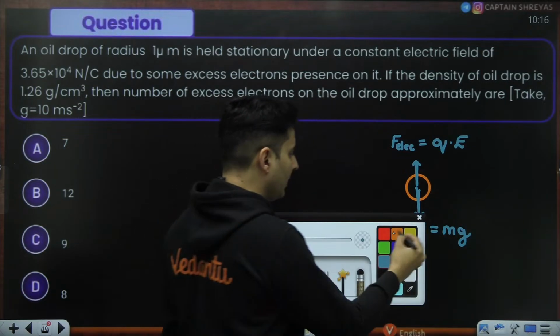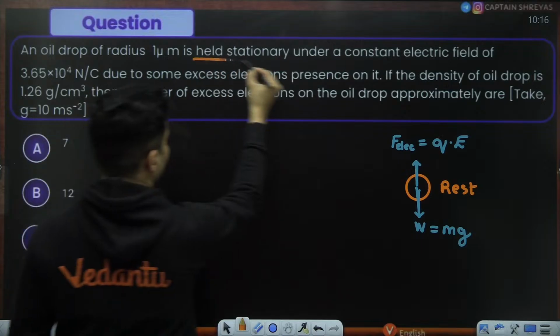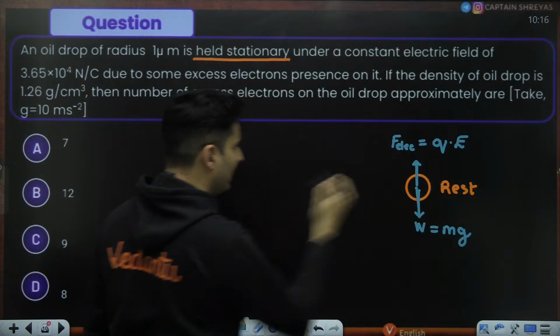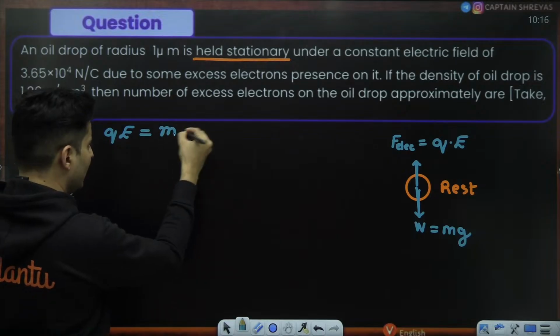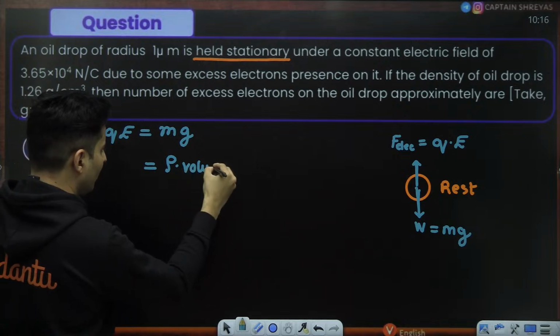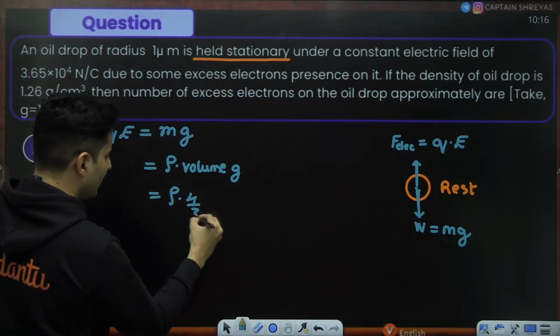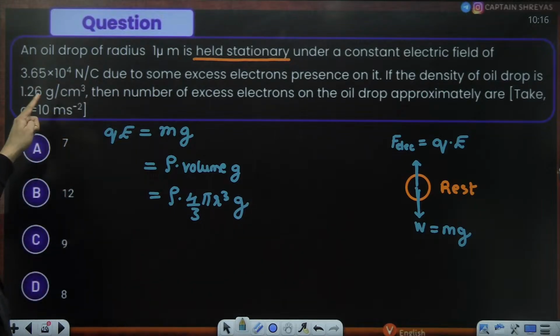Now, because this particular drop is at rest as given in the question, it is held stationary under the action of two forces. These two forces should balance each other. So the charge multiplied by the field will be mass multiplied by g. But mass is not given, mass is density multiplied by volume. So that is going to be equal to the weight, and the volume is 4 by 3 pi r cube, and this into g. Is the field given? Yes. Are the excess electrons given? No. Density is given. Take g is also given.